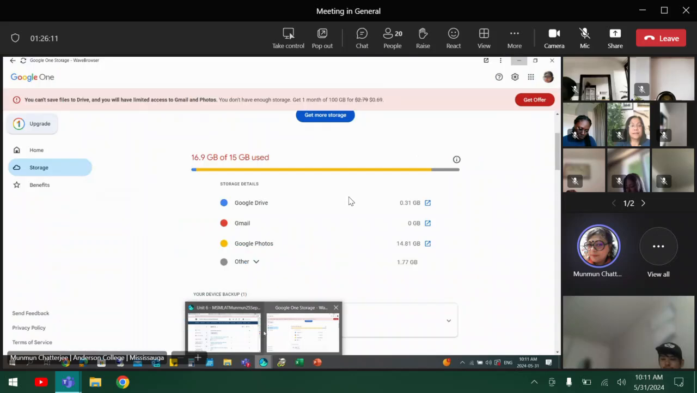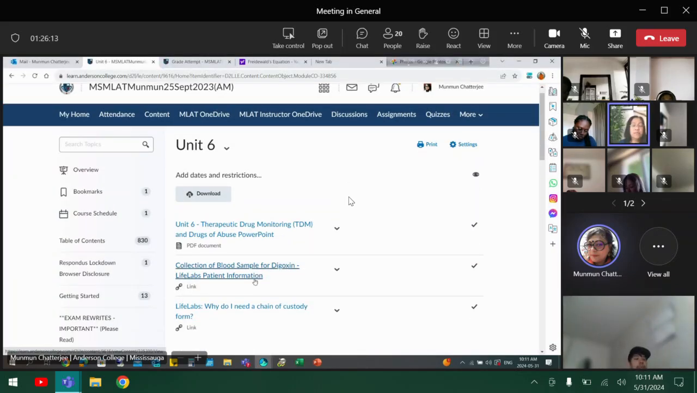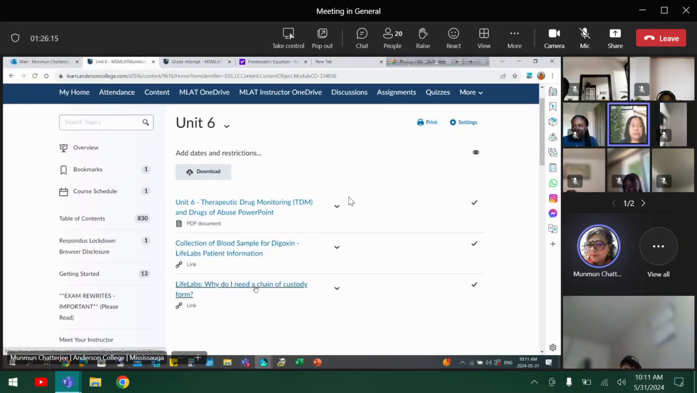Ma'am, what about the hair strands? We've been hearing that they can also test that for drug abuse. Really? We don't do it in the hospital. I have no idea about that. Yes, ma'am, the hair strand, but I don't know how they test it in the lab.